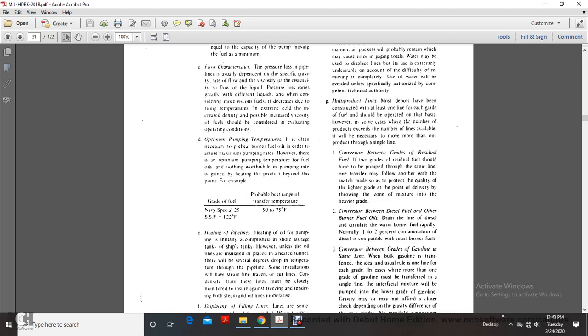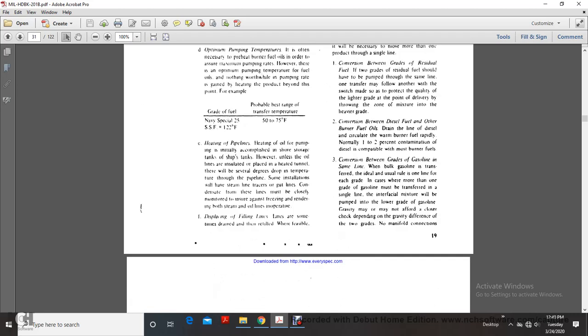Optimum pump temperature. Often the density of the preheated burner fuel oil is used to pursue the maximum pumping rates. However, the optimum pumping temperature of the fuel oil is nothing worthwhile while the pumping rate is gained with the heating of the product beyond the point. For example, the Navy specified grade fuel at 25, 50, 75 degrees heat. Probable post-range transfer heat at 122.